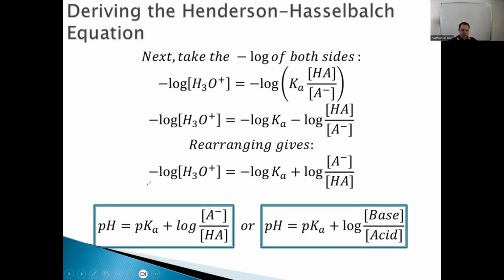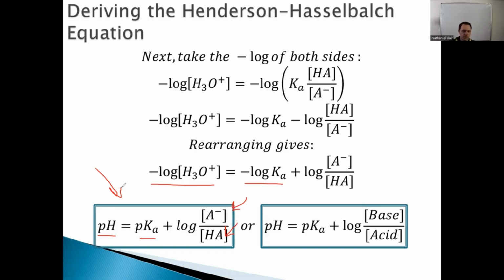And what we end up with is the negative log of H3O plus, that's pH, negative log of Ka, that's pKa, and then we get the log of the base concentration divided by the acid concentration. And this, ladies and gentlemen, is our Henderson-Hasselbalch equation. Now, I will give that to you on a test. You don't have to memorize the Henderson-Hasselbalch equation.